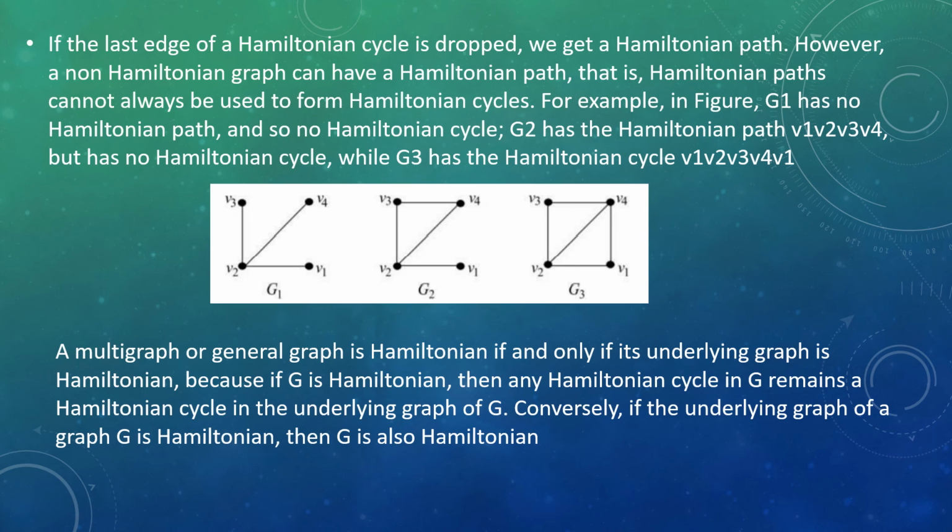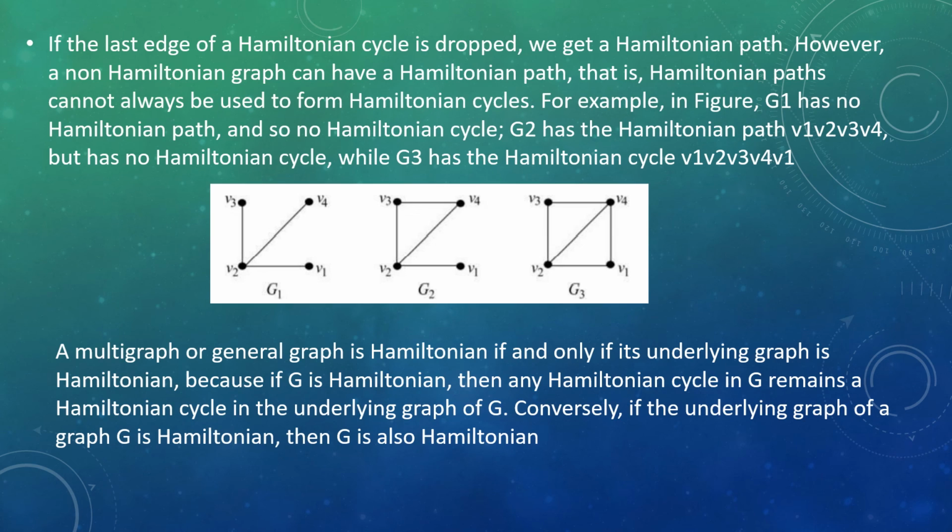If the last edge of the Hamiltonian cycle is dropped, we have a Hamiltonian path. However, a non-Hamiltonian graph can have a Hamiltonian path. That is, a Hamiltonian path cannot always be used to form a Hamiltonian cycle. For example, in the figure, G1 has no Hamiltonian path and so no Hamiltonian cycle. G2 has the Hamiltonian path V1, V2, V3, V4 but has no Hamiltonian cycle. While G3 has a Hamiltonian cycle V1, V2, V3, V4, V1.